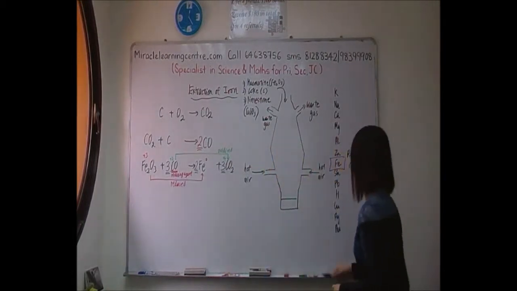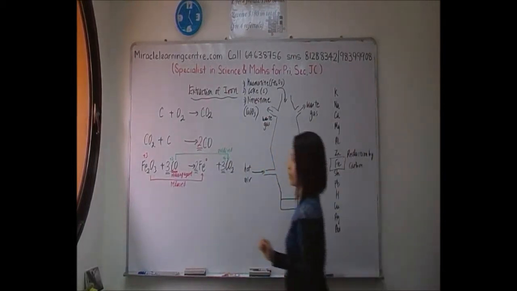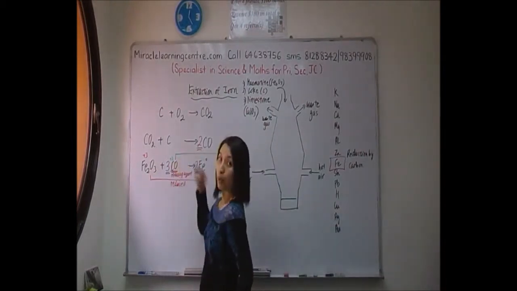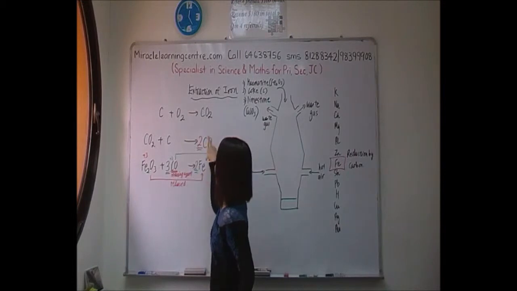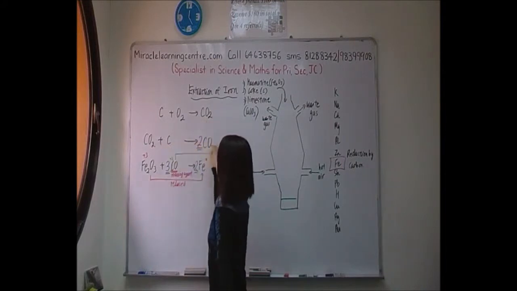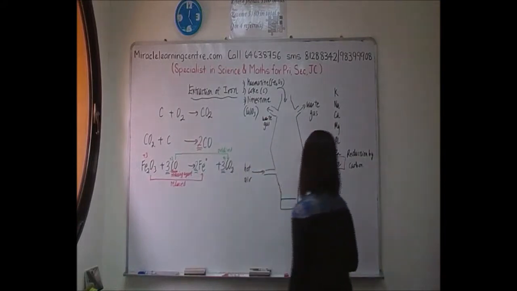This is the main equation, and you need to also explain the reduction and the oxidation that has occurred. Carbon monoxide is the reducing agent. Remember carbon alone, and then you get carbon dioxide and it's reduced to carbon monoxide. This will help the reduction to take place. Okay, next.